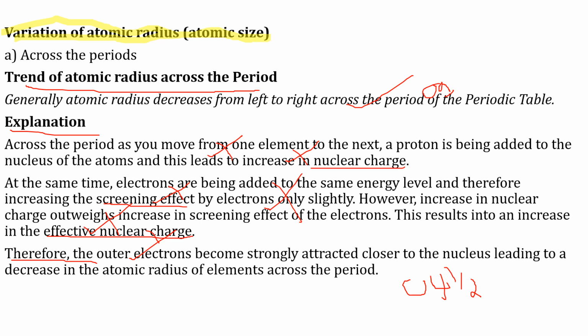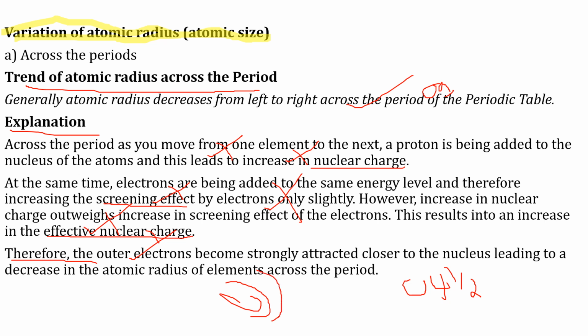And here we are saying at the same time, electrons are being added to the same energy level and therefore increasing the screening effect by electrons only slightly. Like I told you, across the period we shall be adding electrons to the same energy level. When you're adding electrons on the same energy level, screening effect does not increase. It only increases slightly, because screening effect can only increase when you're adding a completely filled energy level of electrons.